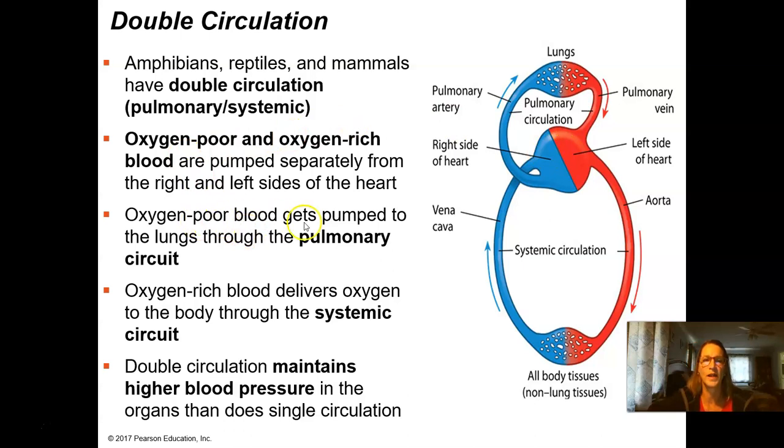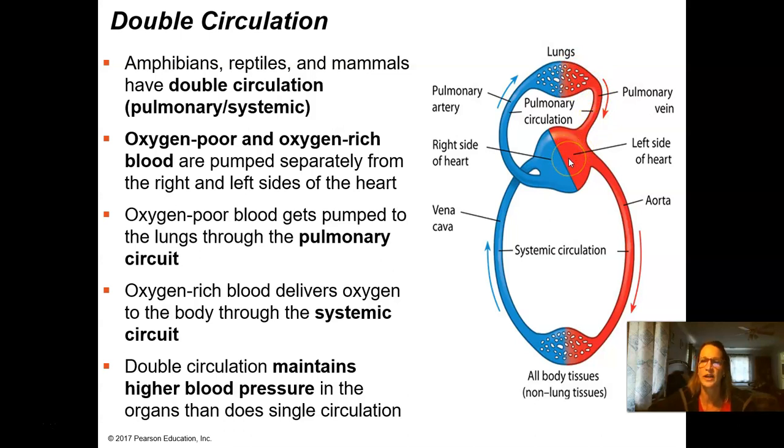The oxygen-poor blood gets pumped to the lungs. Okay, so here's the oxygen-poor blood. This is in the pulmonary circuit. It gets pumped to the lungs, and then it gets oxygenated and returns to the heart. That's the whole pulmonary circuit.